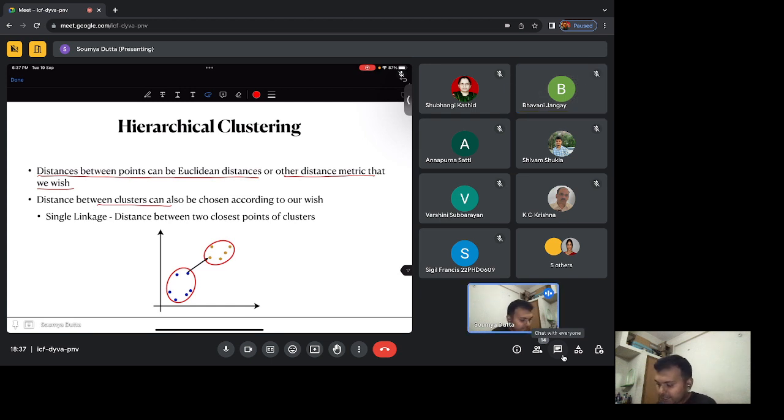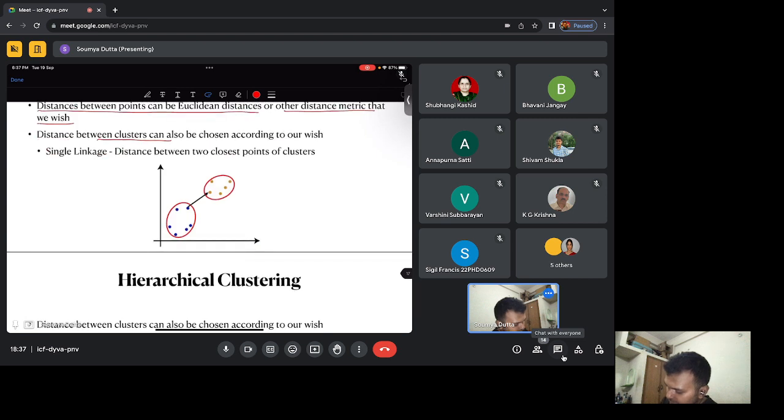Okay, so hierarchical clustering. Single linkage uses the distance between 2 points in the clusters. Suppose you have 2 clusters, this is your cluster 1, this is your cluster 2. Single linkage means you take the distance between all these points and all these. Suppose there are m points here and n points here, you compute all these m into n distances, and you take the one which is the smallest.